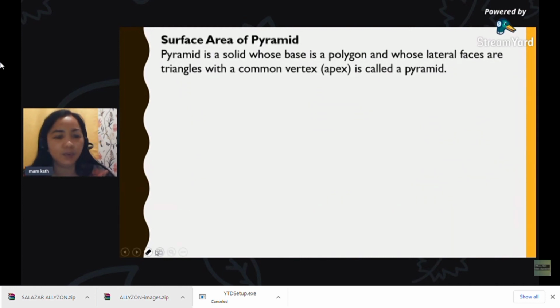Now, let's say for an example, we have the surface area of a pyramid. Pyramid is a solid whose base is a polygon and whose lateral faces are triangles, with a common vertex or apex, is called a pyramid. So yung pagkakaiba ng pyramid sa prism, yung pyramid kasi meron siyang vertex, common vertex, patusok. While yung prism, ang kanyang mga lateral faces ay mostly rectangles. Now, itong pyramid, ang kanyang lateral faces ay triangle dahil nga meron itong common vertex.